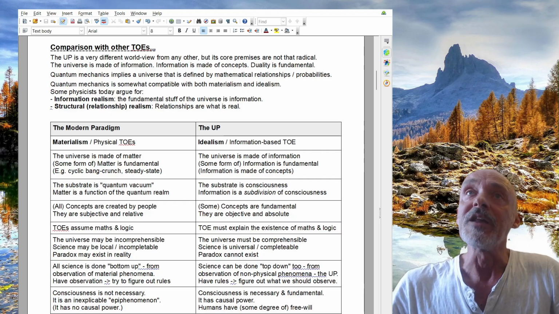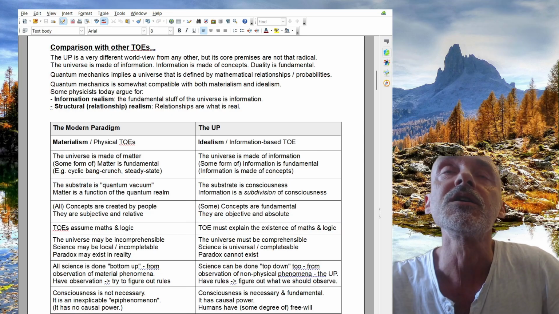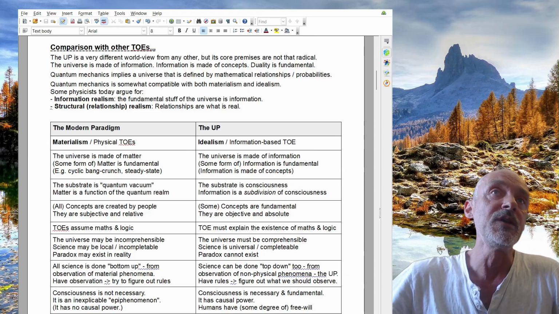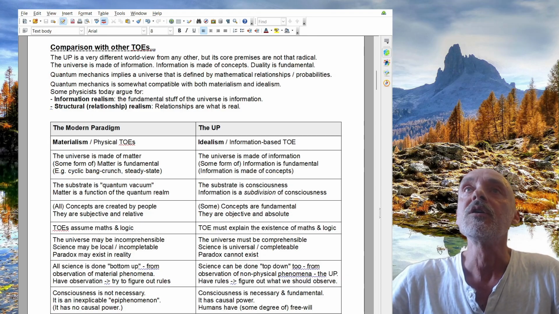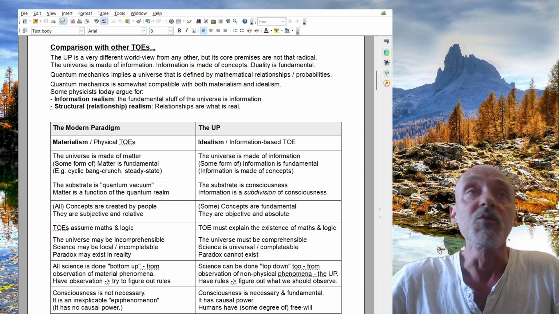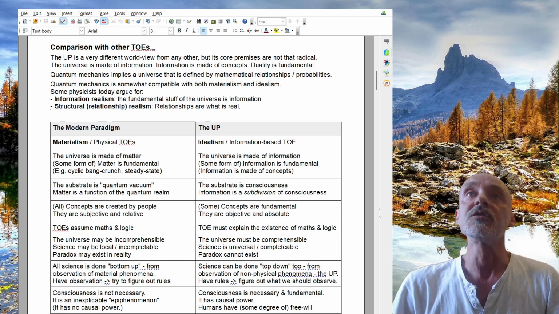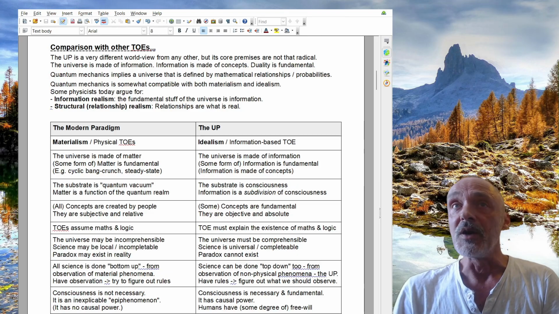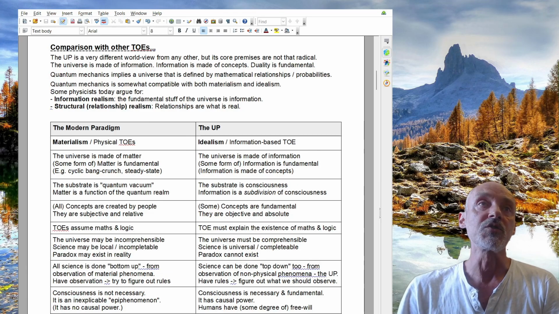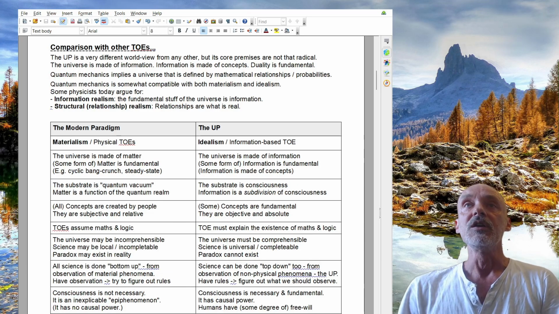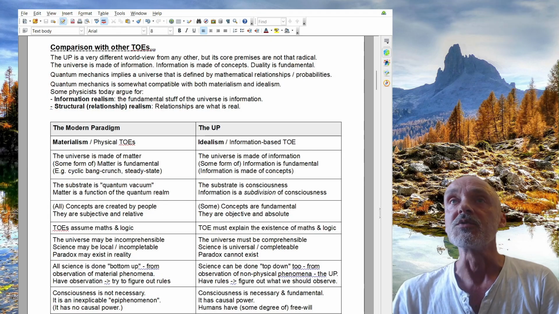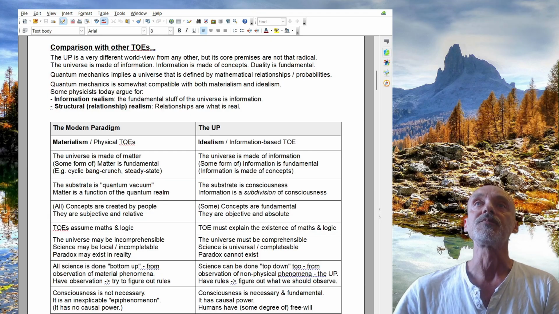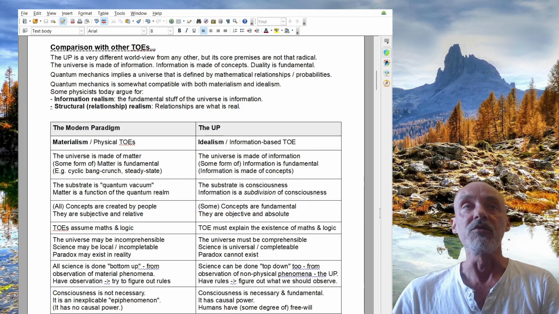But quantum mechanics implies a universe that is defined by mathematical relationships and probabilities. It is somewhere in between materialism and idealism. It's somewhat compatible with both of those worldviews. And today, some physicists do argue for information realism, which is that the universe is made of information, and structural realism, which could also be called relationship realism, and which means that relationships are what is real and fundamental. The UP agrees with both of those statements.